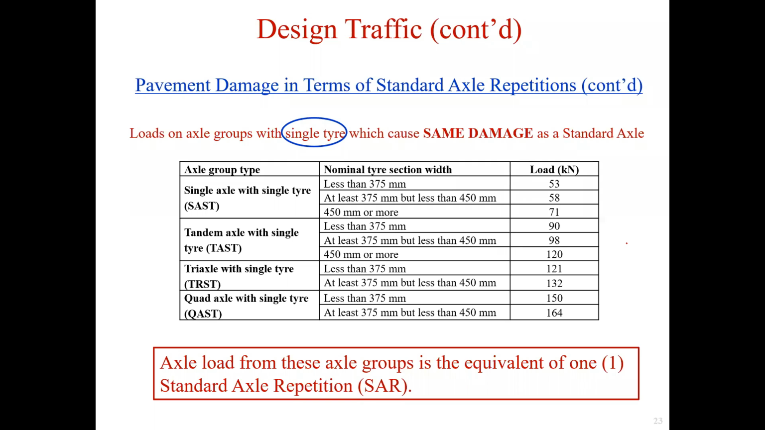To calculate the SAR of damage, a procedure is required to calculate the damage associated with each axle group of each axle type in the traffic load distribution, relative to the damage caused by a standard axle. The loads on axle configurations that cause the same amount of damage as the standard axle can be referred from the above two tables.